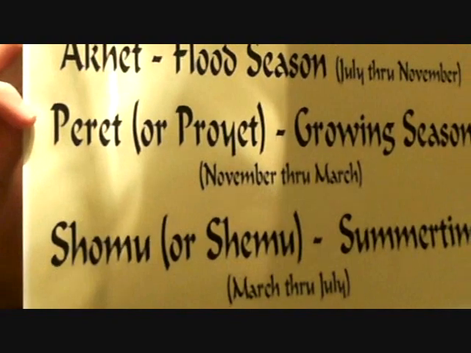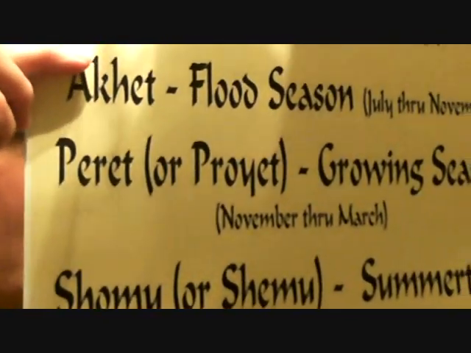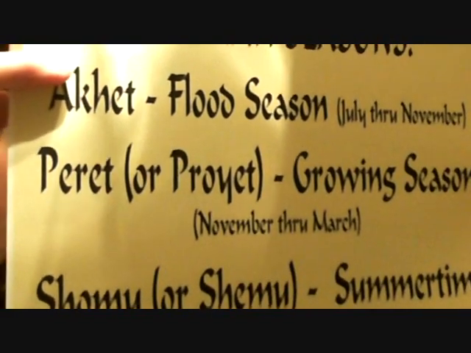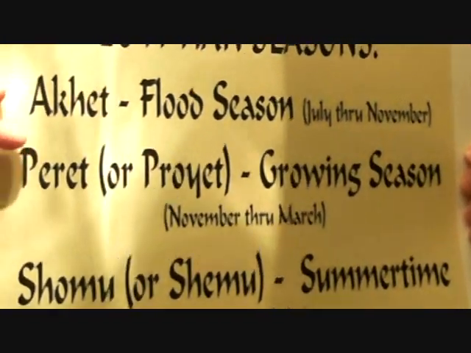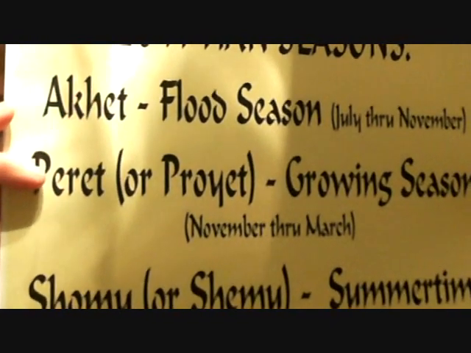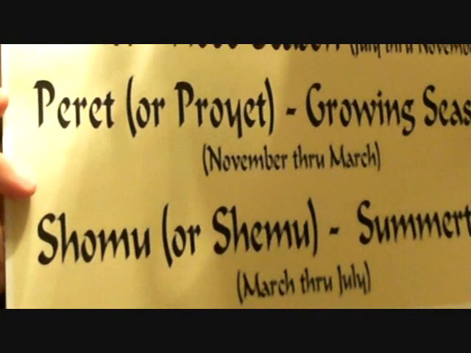Hopefully you guys can read this. And you'll see in the smaller text here, Akhet runs roughly from July to November, depending on when you start New Year's. Peret is from November through March, and Shomu is about March through July. Again, there's a caveat. It depends on when you start New Year's. That is a big issue when you're dealing with Egyptian calendars.